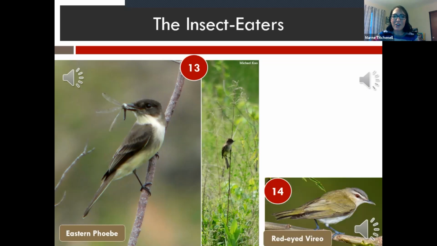And then here's our red-eyed vireo. Sorry, that name popped up there for number 14. But I said I would play their call, and so I want to play that for you.